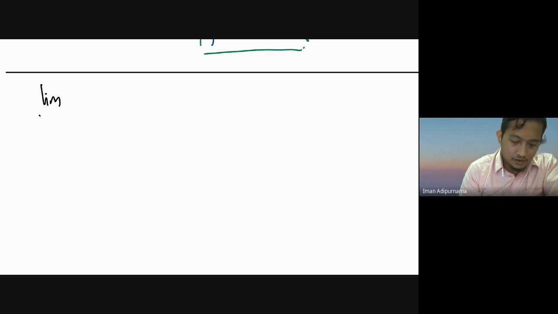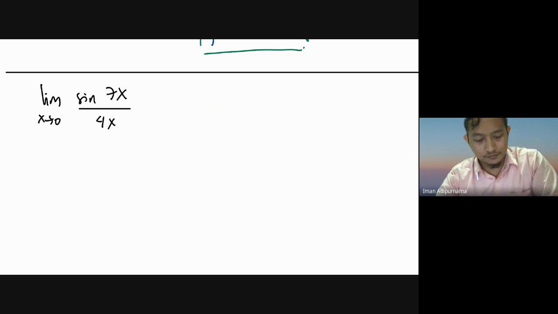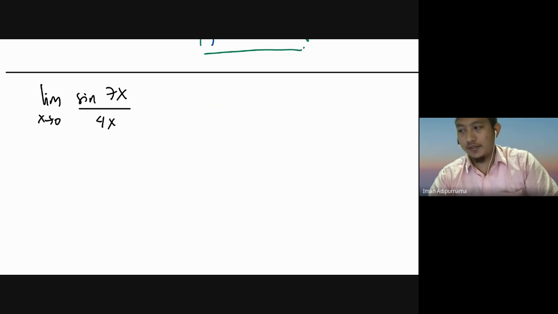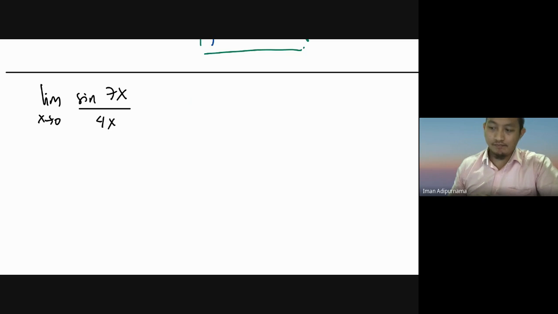If we have the limit as x approaches 0 of sine 7x divided by 4x, can you try to solve? The shortcut is 7/4, but you need to know how to get to the answer.